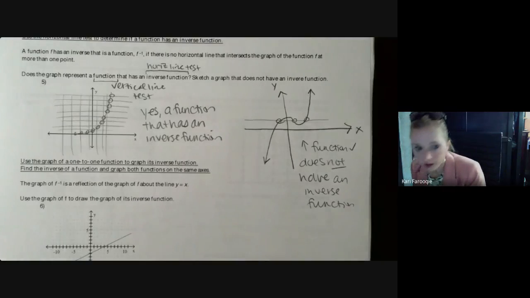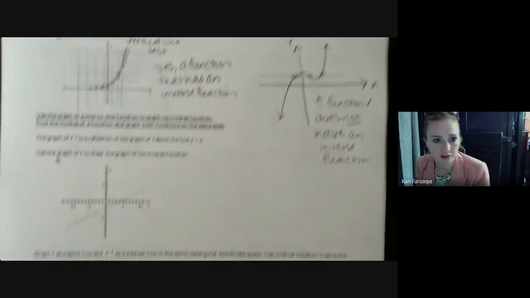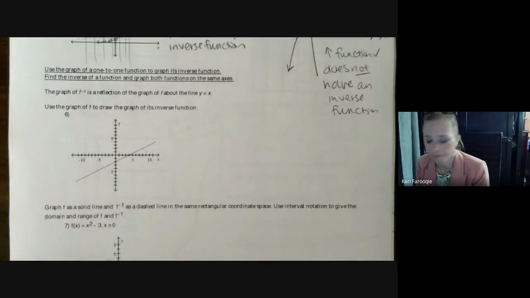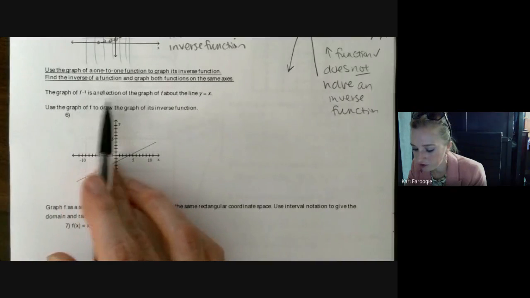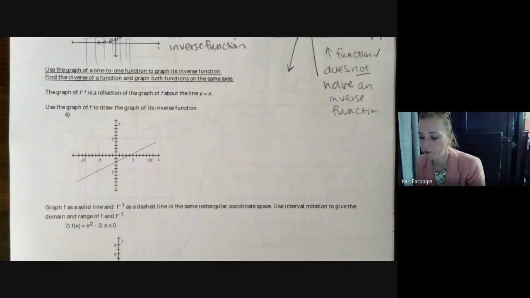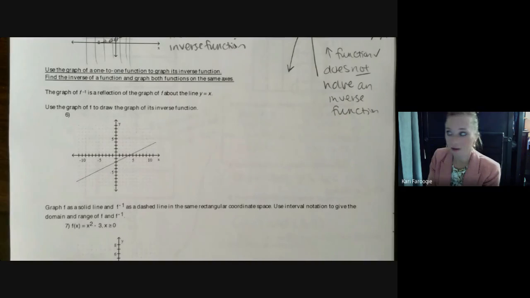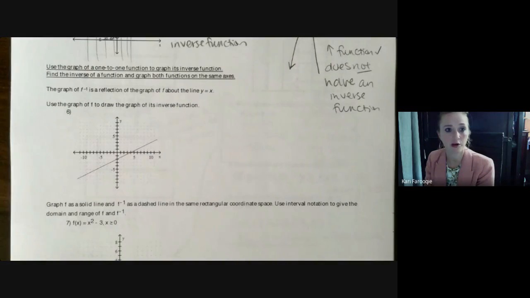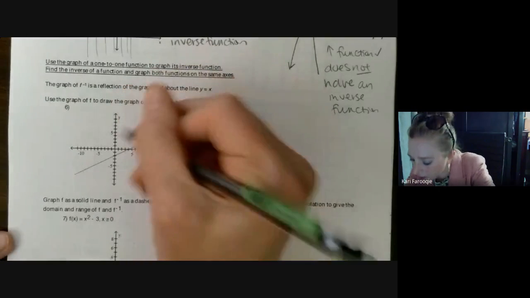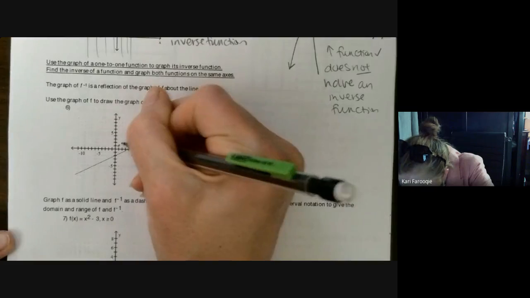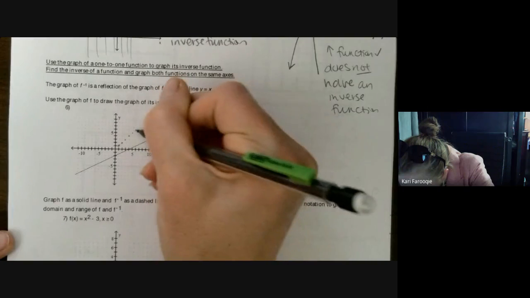Okay. Now, the reason we can use the horizontal line test is because of this property here. The graph of f inverse is a reflection of the graph of f about the line y equals x. What that means is that your function's inverse function can be graphed by reflecting your function about the line y equals x. If you're not familiar with the line y equals x, remember it is that 45-degree diagonal that runs through your graph as it moves up from left to right.